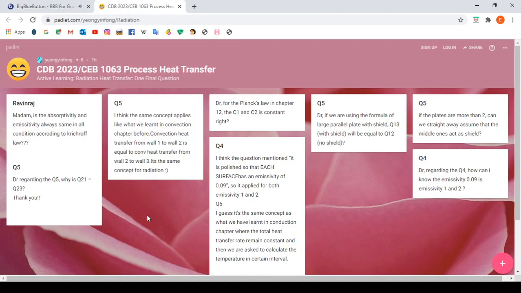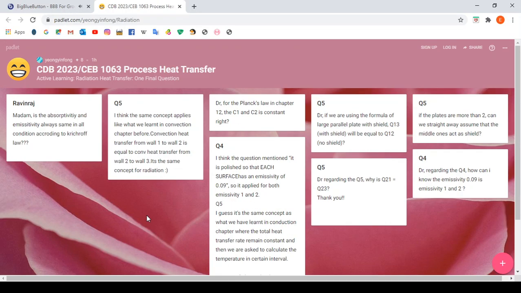Ravin Raj, you have to check that the radiation must come from the black body. Then Kirchhoff's law will be applied. The radiation source must come from the black body. Since we do not have more questions, yes madam, please go ahead.